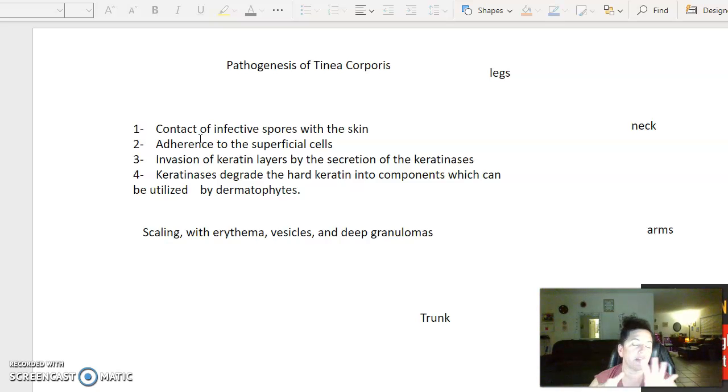I put some body parts and symptoms here. We can find this on the legs, the neck, the arms, and the trunk. And we are going to find some scaling occurring. Of course, as with all other dermatological infections, scaling is a widely seen symptom. I'll talk about how we would diagnose that. We're also going to get erythema, that redness, occurring with the vesicles and deep granulomas.